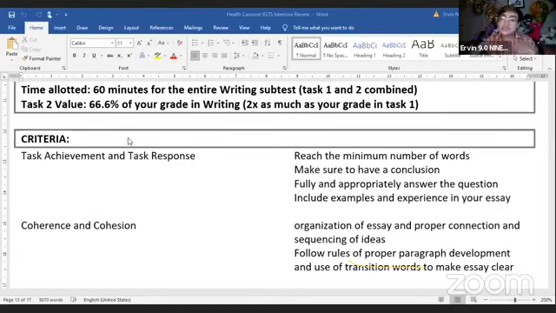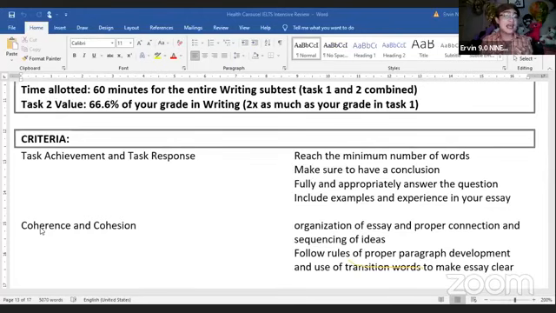In speaking, you just have to be yourself. You just have to be conversational. But writing is more technical because there are certain things that you have to remember when you come up with your essays. Now, we are done with criterion number 2, coherence and cohesion.